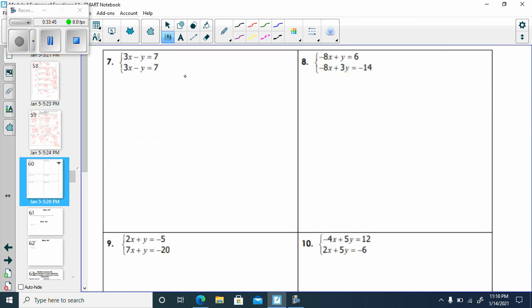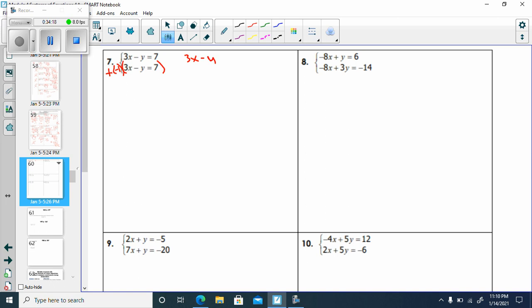None of them say x is equal to or y is equal to. All right? So I'm adding. I'm going to have to use elimination. I add the two equations. Well, if I add the two equations, 3x plus 3x would give me 6x, all right? Negative y plus negative y gives me negative 2y, correct? Okay, so I'm going to need to put a negative 1 in front of one of these so I can get rid of everything there.